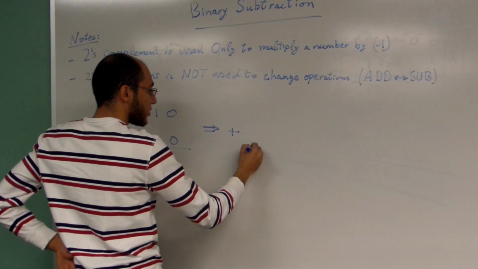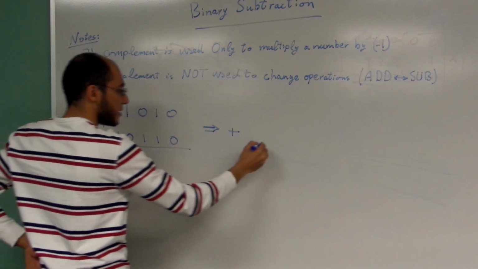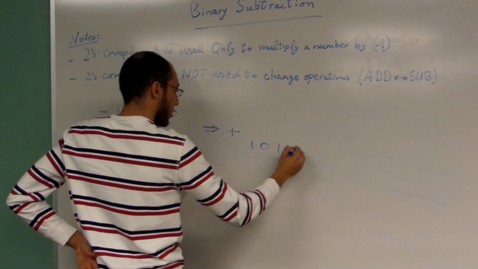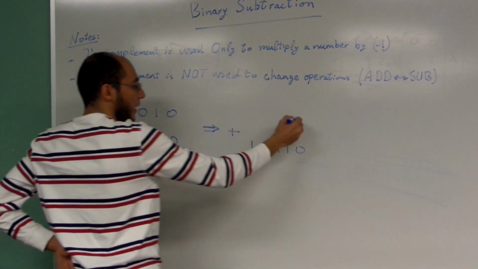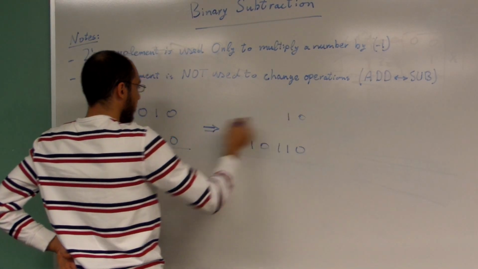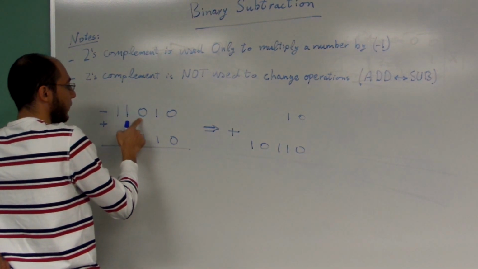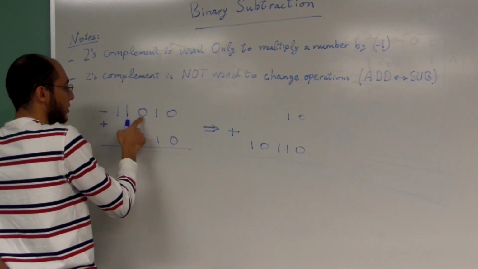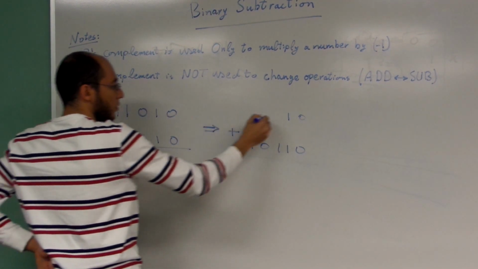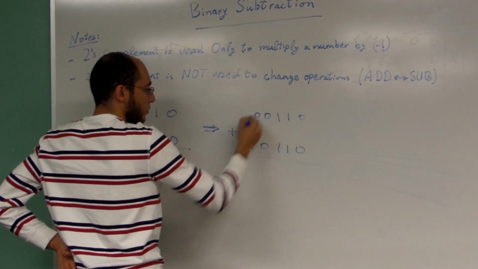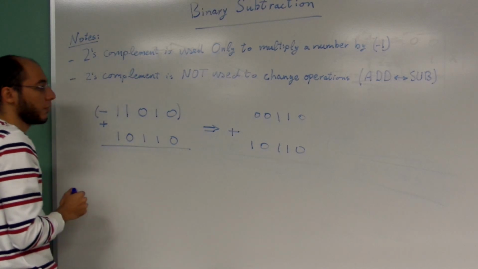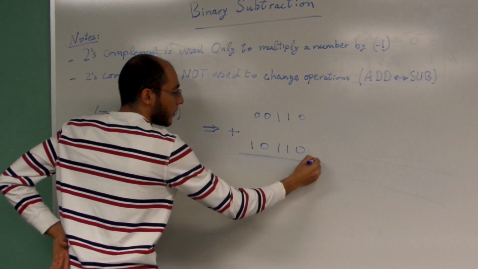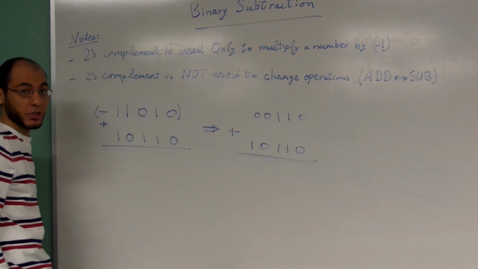So I'm going to just transcribe the second number as it is: 0, 1, 1, 0. Okay? While the first number, I'm going to take the 2's complement of that. 0, 1. Okay? And then flip every bit after that. 0 becomes a 1, 0, 0, 1, 0, 0. So that is the negative number that I have taken the 2's complement of. And right now it's an addition operation.